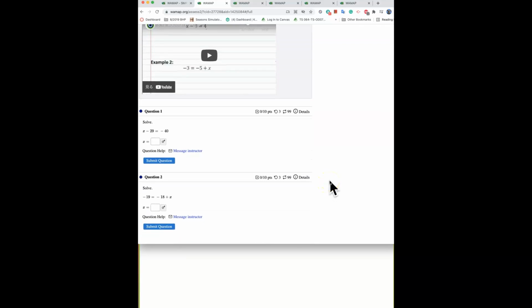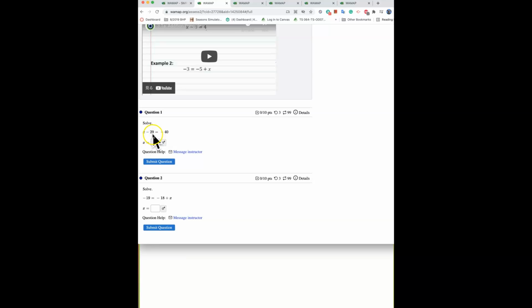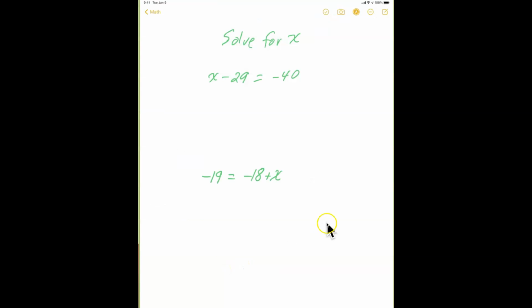Okay, so our first problem is x minus 29 is equal to negative 40. And you might be able to see the answer on your own, but we're going to just follow these steps and get to the correct answer without having to do any heavy lifting with our brain. We'll just apply the rules. The second problem, question 2, is negative 19 is equal to negative 18 plus x. Again, we'll take a look at these on my tablet and just apply the rules, simple steps, and solve for x.